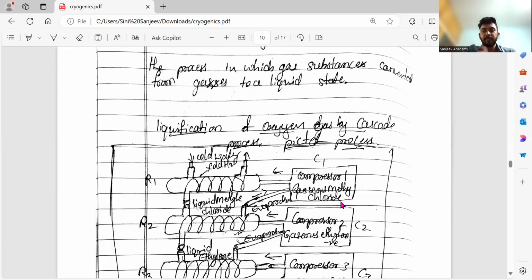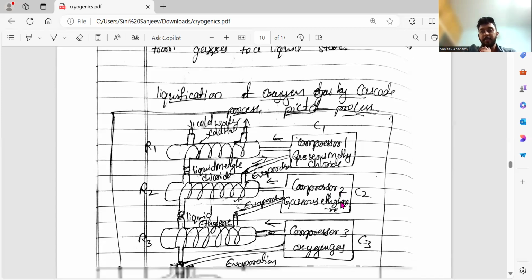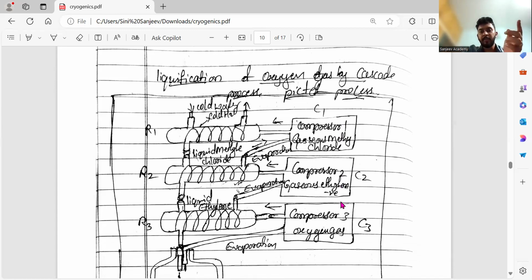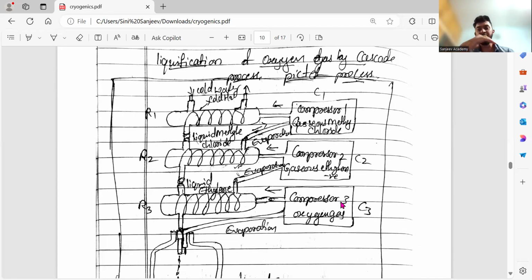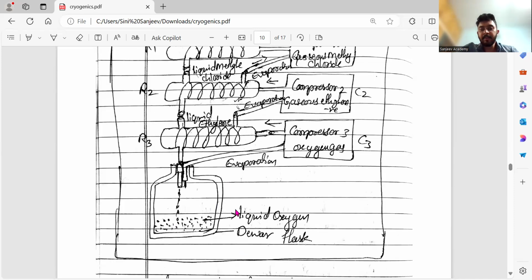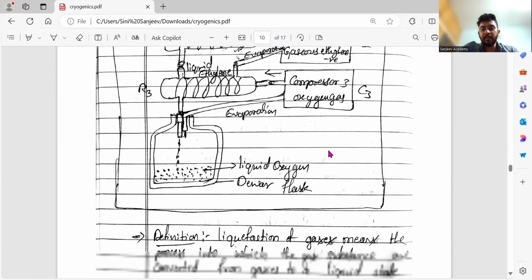The next one is liquefaction of gases, which I already told you, obviously the aim of cryogenic technology is nothing but what? To get liquid oxygen, liquid helium, and all of those things, correct? So this is about liquefaction of oxygen by the cascading process. Cascading is nothing but layers. There will be three layers. We can see in this diagram, cold water will get cold hydrogen, liquid methyl chloride, liquid ethylene, and at the bottom we will collect the liquid oxygen. So we have three compressors also. One compressor will give gaseous methyl chloride, another will give gaseous ethylene, and the other is giving oxygen gas. So I'll be collecting the liquid oxygen at the bottom.